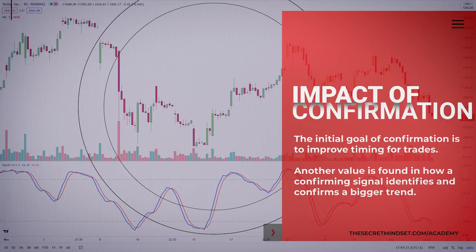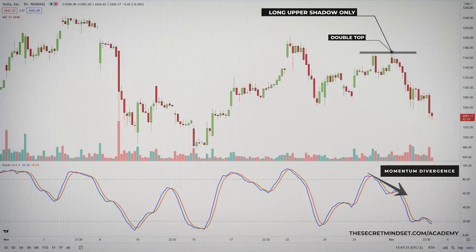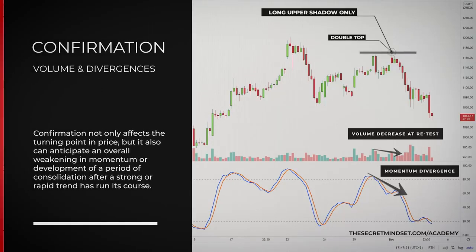A price trend may last only a few sessions, or extend for weeks or even months. In my own trading, I rely on confirmation from moving averages, volume trends, and divergences. These are valuable in identifying the likelihood of a trend continuing or ending. In this respect, confirmation not only affects the turning point in price, but it can also anticipate an overall weakening in momentum or development of a period of consolidation after a strong or rapid trend has run its course.